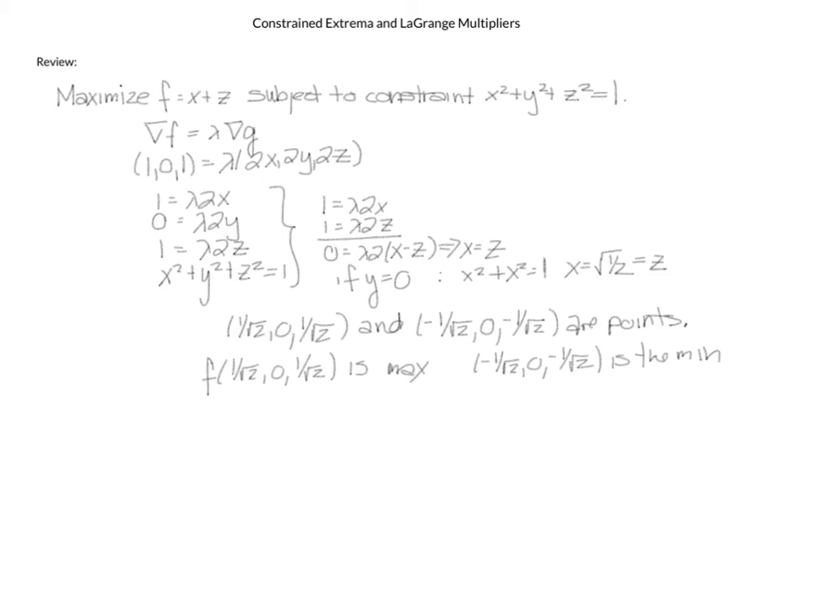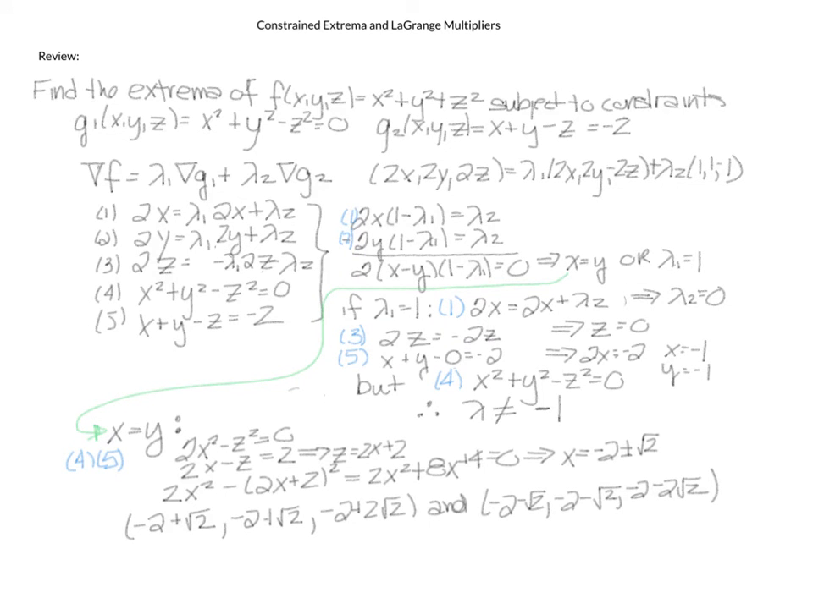So here's the solution for the first problem. Because of the two constraints, this is a little more algebraically involved, so I'll walk you quickly through it without going through a lot of detail. I start by taking gradient of f is equal to lambda 1 gradient of g1 plus lambda 2 gradient of g2, which I write out over here.